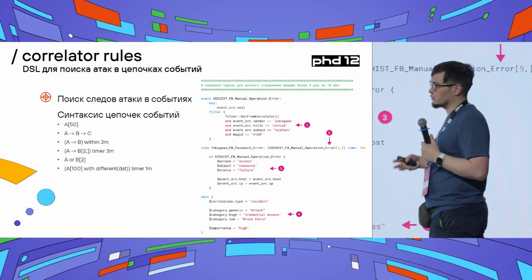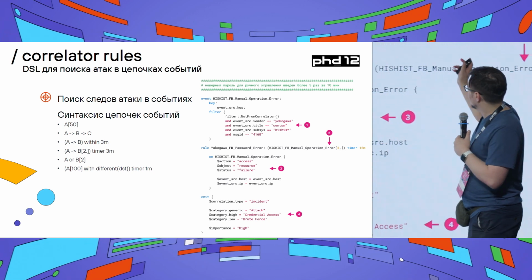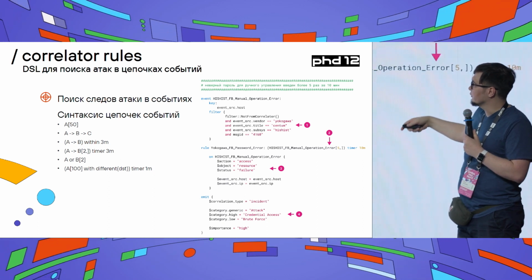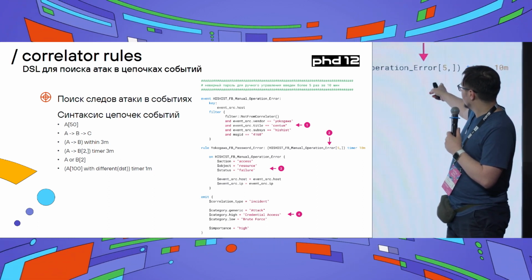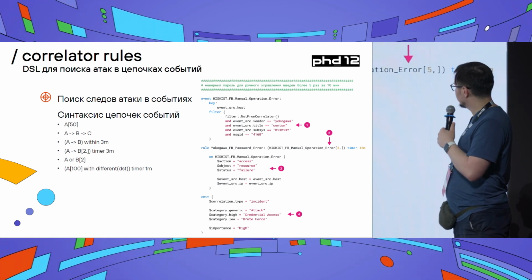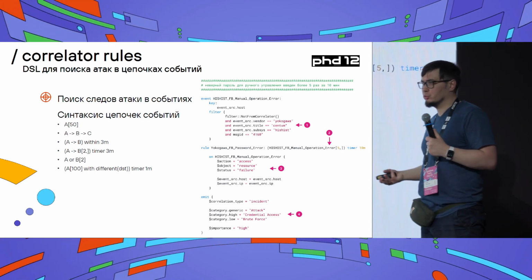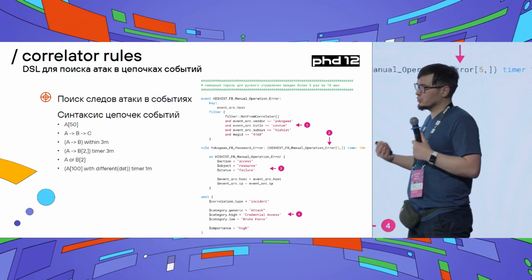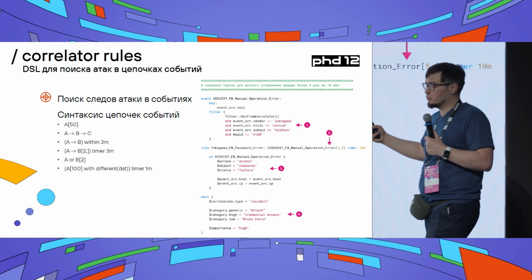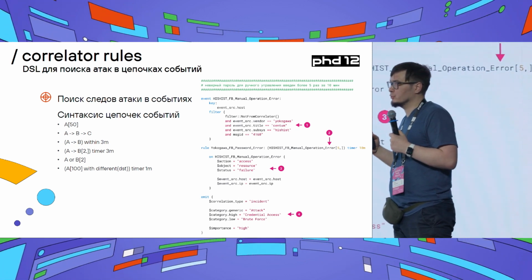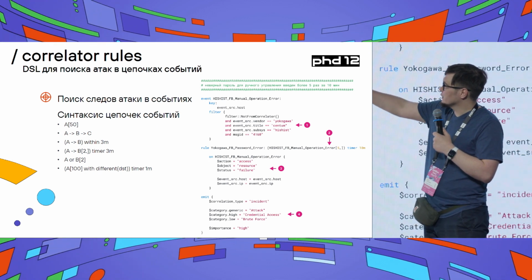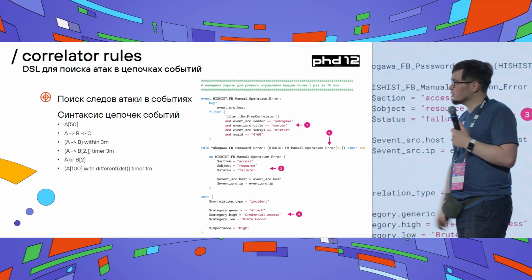Let me give you an example of a chain of events. First is an example of brute force. So we, in block 1, we look for events. And in block 2, we analyze the chain of events. If there's more than 5 of these in 10 minutes, then we see that someone is trying to brute force the passwords. But the correlator has a very flexible syntax for describing such chains, which offers endless combinatory opportunities.